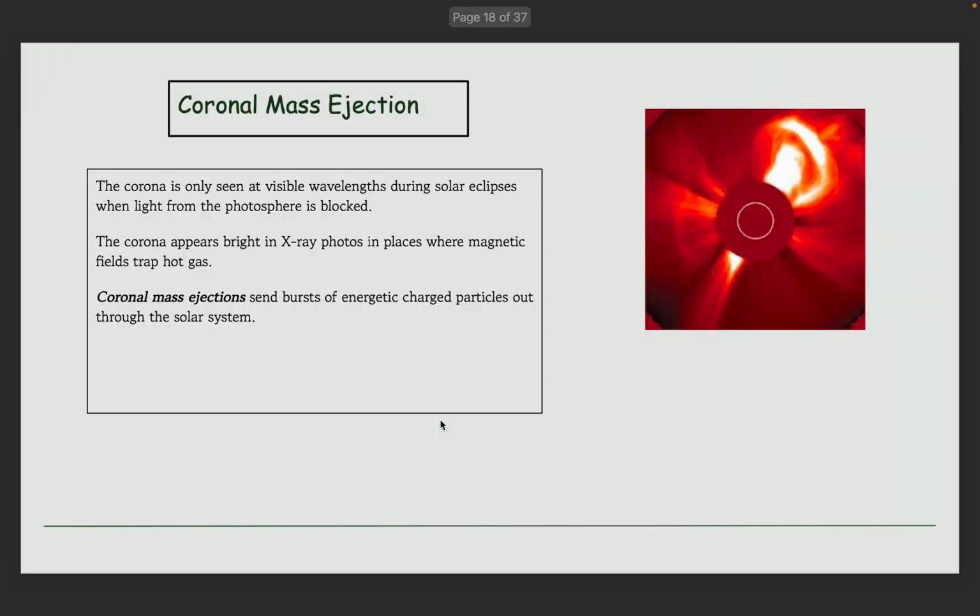What is a coronal mass ejection? The corona, the outermost layer of the Sun's atmosphere, is only seen at visible wavelengths during a solar eclipse, when the light from the stellar photosphere is blocked. The corona appears bright in X-ray photos in places where the magnetic field traps the hot gas. A coronal mass ejection sends a burst of energetic charged particles out through the solar system.